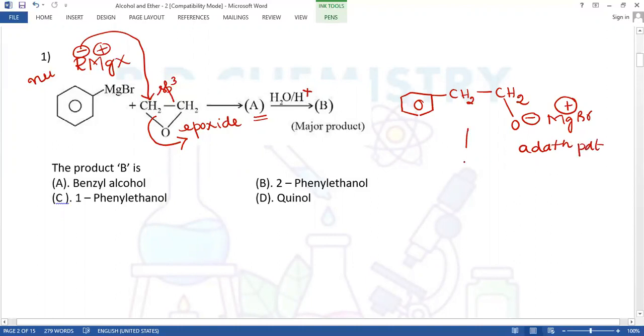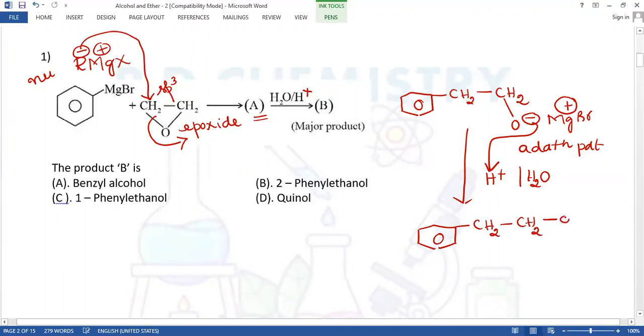Then this compound is subjected to acid, H plus, hydrolysis. Okay, acid hydrolysis. During acid hydrolysis, what will happen? This O minus will take H plus, right? Therefore we get a benzene ring attached to CH2 and CH2OH. Can you tell me the product, the functional group? The functional group is alcohol.